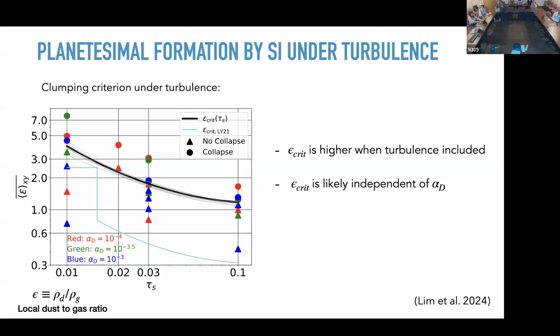And they also tentatively see that this criterion is likely independent of the alpha in the system, but it's not a very strong conclusion there yet. I want to mention that this clumping criterion is for the local dust-gas ratio. So basically it's rho d over rho g.